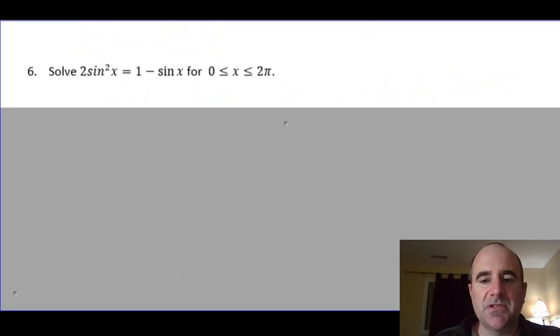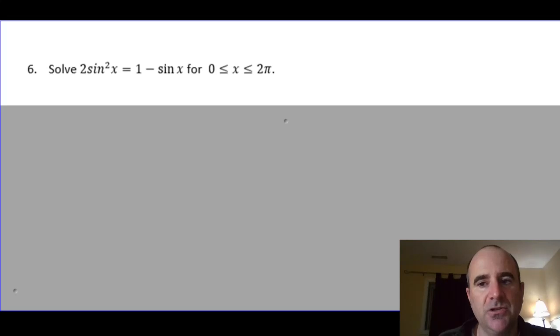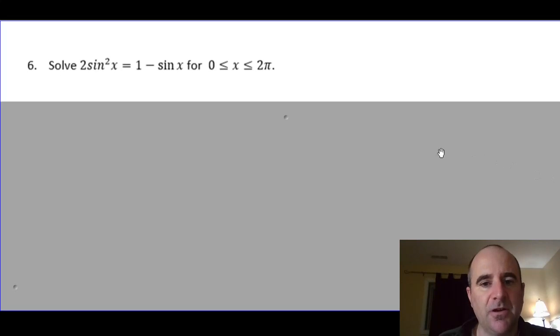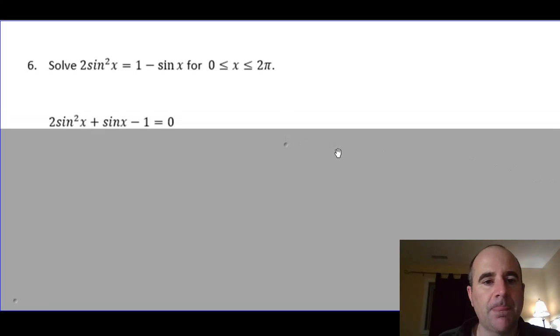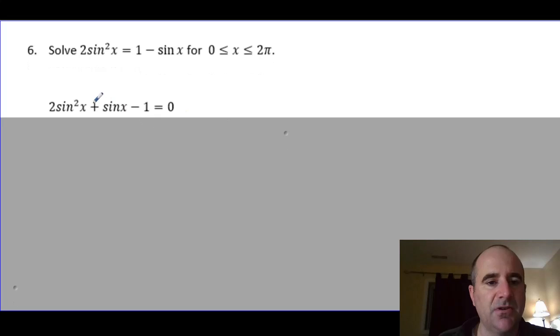Our next example is a slightly more challenging example to work with. We have 2 sine squared x equals 1 minus sine x, and then we're just going to solve between 0 and 2 pi. So when we have kind of a mess like this, especially with a sine squared and a sine in it, we take a strategy that is very common in math, and that's that we try setting it to 0 and factoring it in hopes that we're able to use the zero factor theorem to figure it out. Let's see what it looks like here. So I set this to 0. 2 sine squared x plus sine x minus 1 equals 0, just basically bringing these two things to the other side.